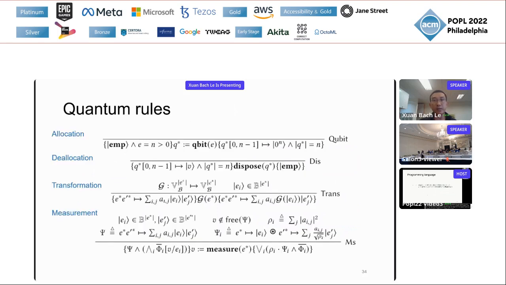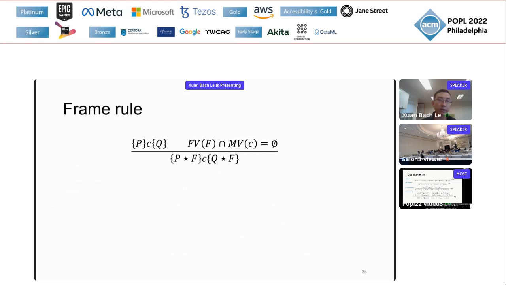Here, just to show you an overview of our inference rules for the quantum statements, they are very general, and they can handle multiple qubits in the transformation and measurement, even including the entangled case. You can find more detail in the paper, of course. But most importantly, in the paper, we propose the frame rule to support local reasoning for quantum computations.